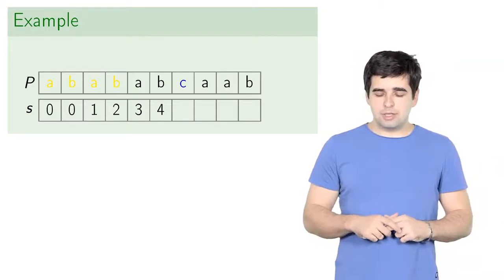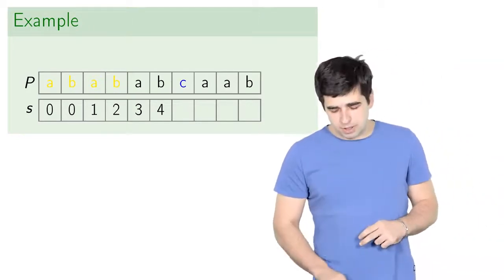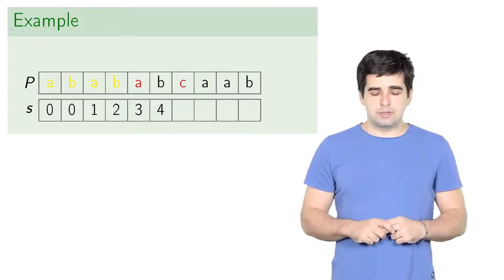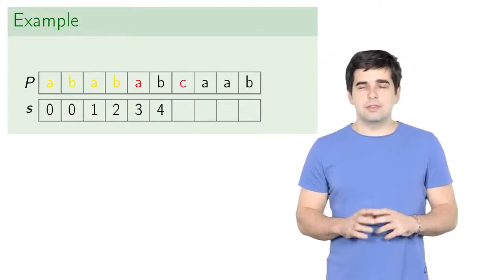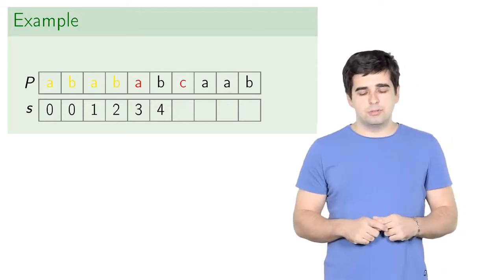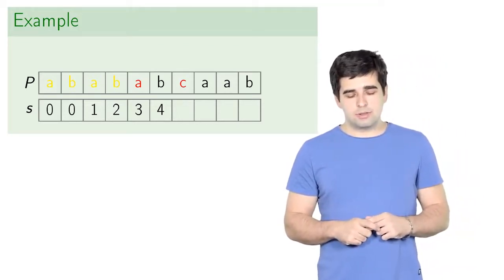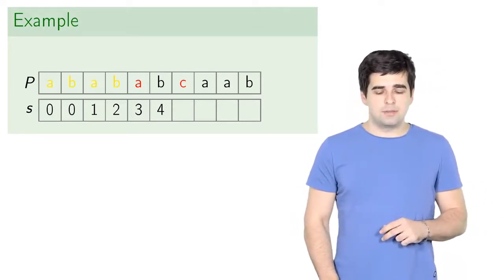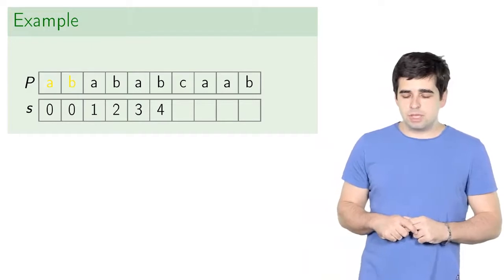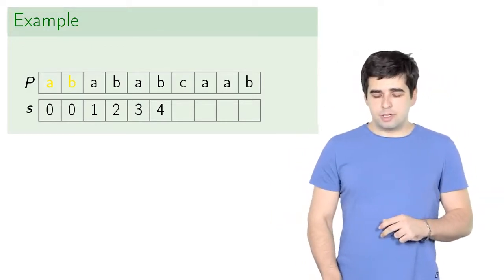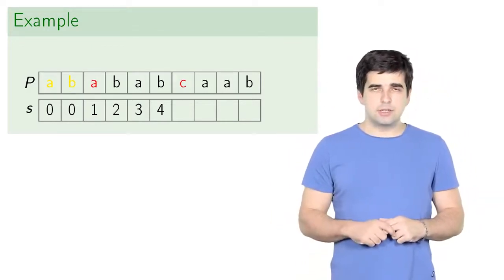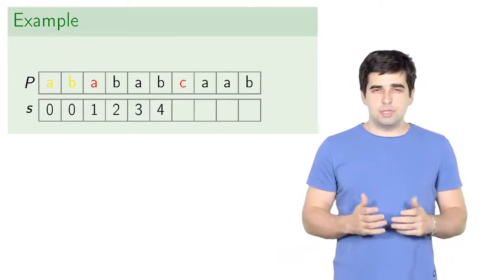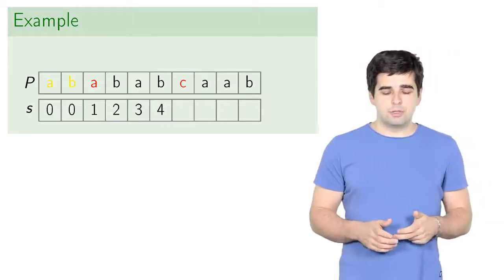Now we look at the character C. We need to compare it with the next character after the end of the current border, and they're different. So what we need to do is to take the longest border of our current border, and we'll look at position 3, and s of 3 is 2, and so the longest border of ABAB is just AB. And now we need to compare our current character C with the next character after the end of that border, which is A, and they're again different.